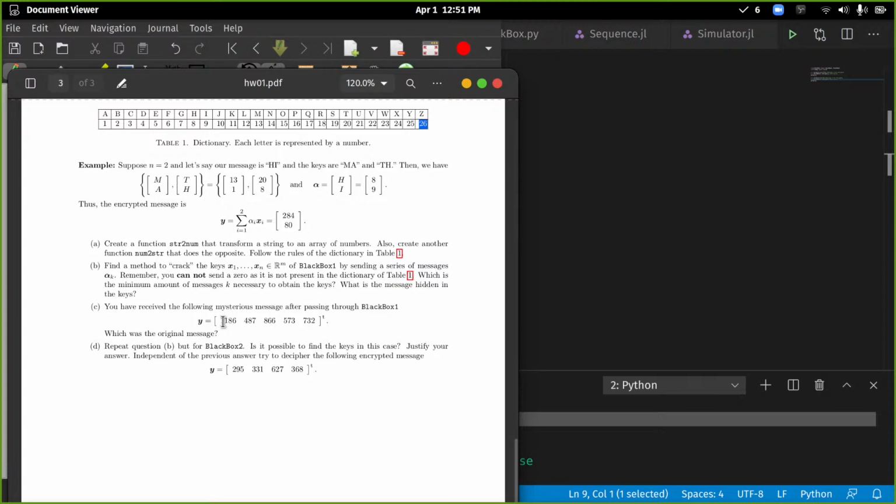And after that, you need to use the keys to decipher those two vectors. The solutions of C and D are letters. It's a message. So after you find the numbers of the solution, you need to translate them to letters. Okay?